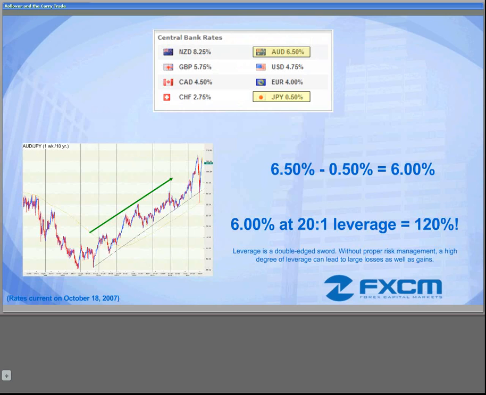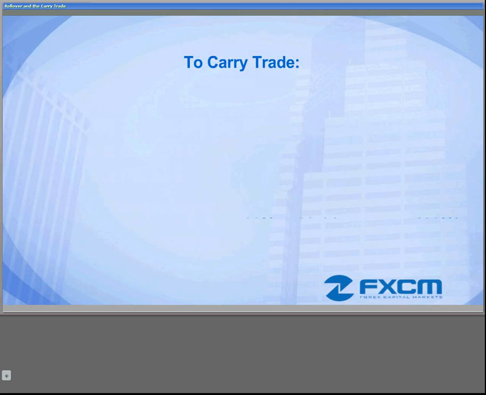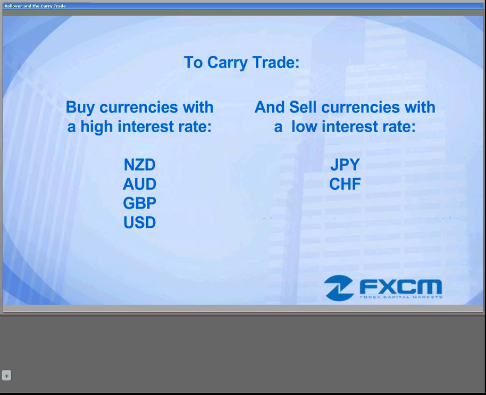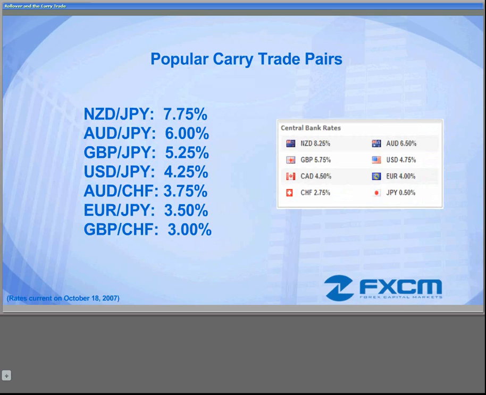You can carry trade with any FXCM account. All you need to do is buy a currency with a high interest rate against a currency with a low interest rate. Popular currencies to buy in carry trades include the New Zealand dollar, Australian dollar, British pound, and US dollar, and to sell, the Japanese yen and Swiss franc.